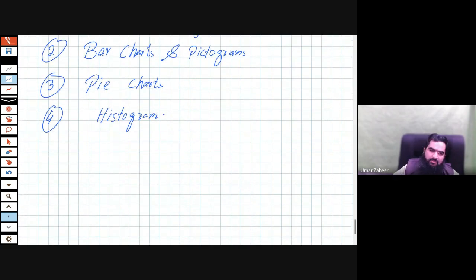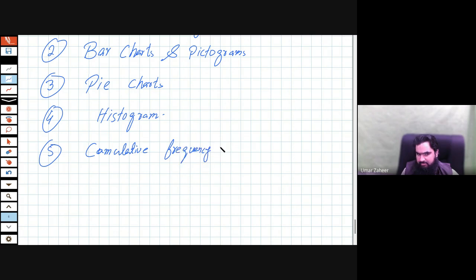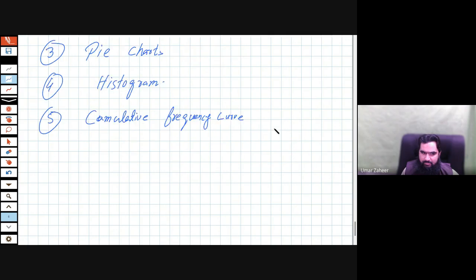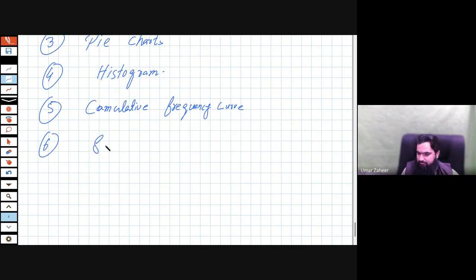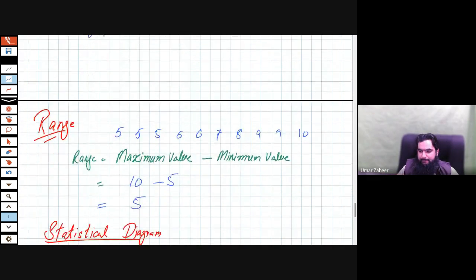Mostly you are going to get a 10 to 12 marks question from the histogram or the cumulative frequency curve, and we will do the scatter diagram. So these are all the statistical diagrams that we are going to use to show our data. Yes, any question?